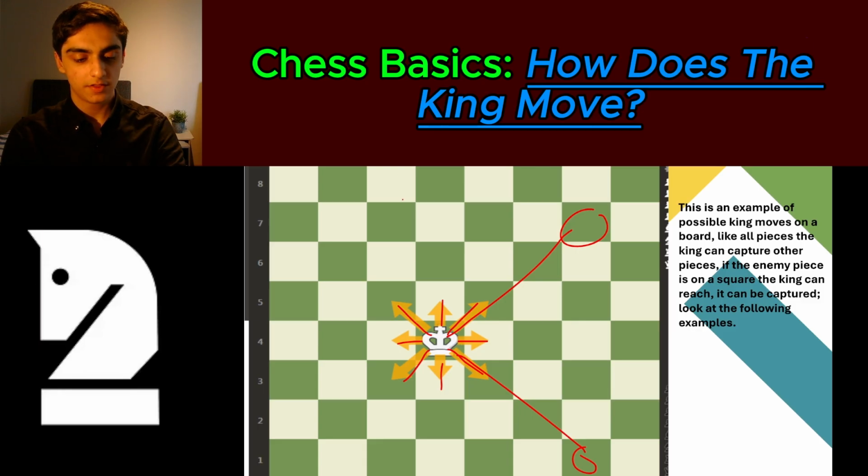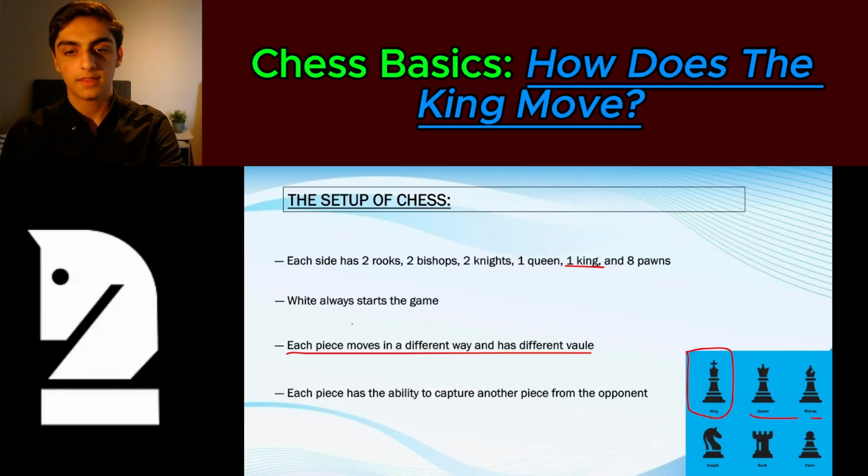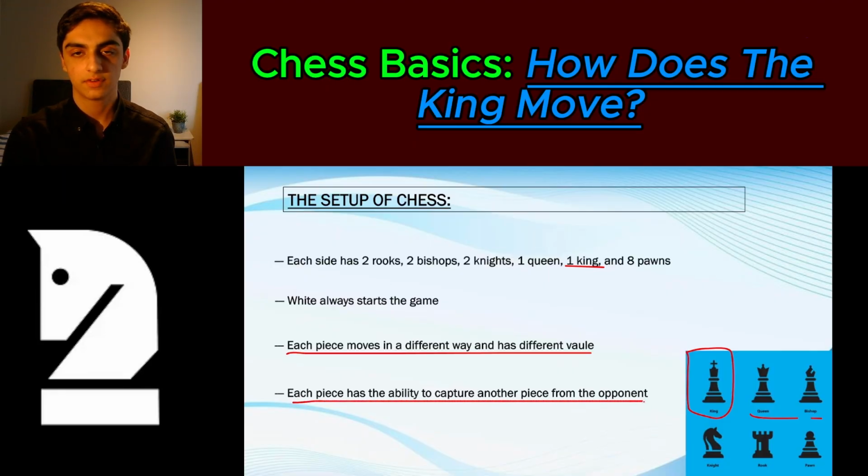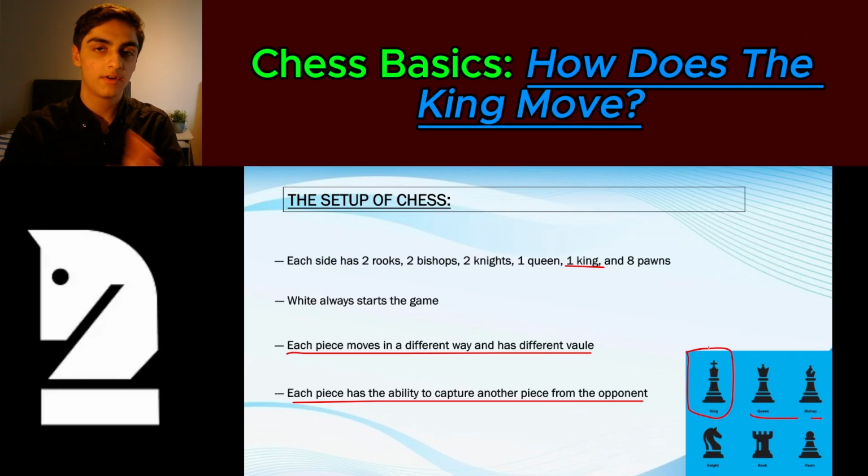So, there's another concept you'll want to remember that says each piece has the ability to capture another piece from the opponent. So that means that the king, the queen, the bishop, the knight, the rook, the pawn, any piece can take another piece from its opponent. So if you're playing white, that means you can capture another piece from black, whatever piece you're using. So using that logic, that means that the king can also capture pieces from the opponent.